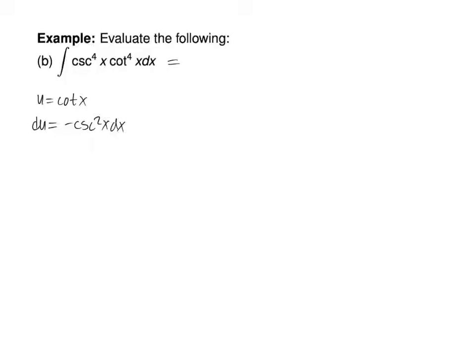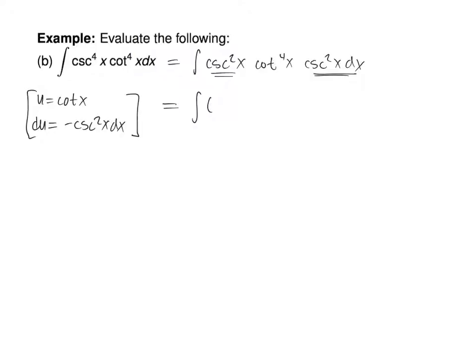Okay. So you need to save a cosecant squared x. Cosecant squared x, cotangent to the 4th x, cosecant squared x dx. What does this cosecant squared x become? Well, one of them does. It doesn't really matter, right? I'm going to change that first one into 1 plus cotangent squared, and put the negative in front of it when I make the substitution, right? Yeah, okay.